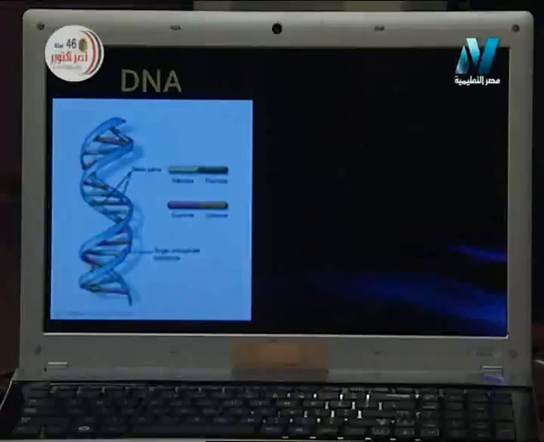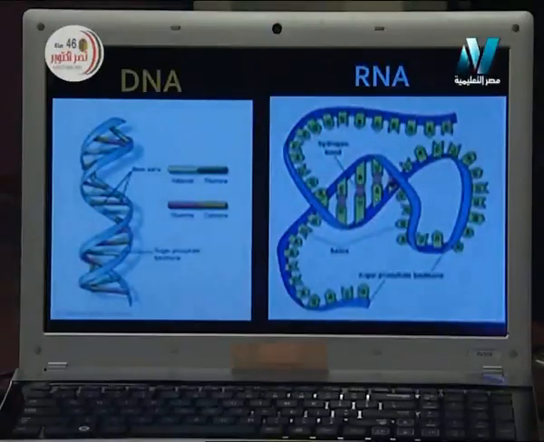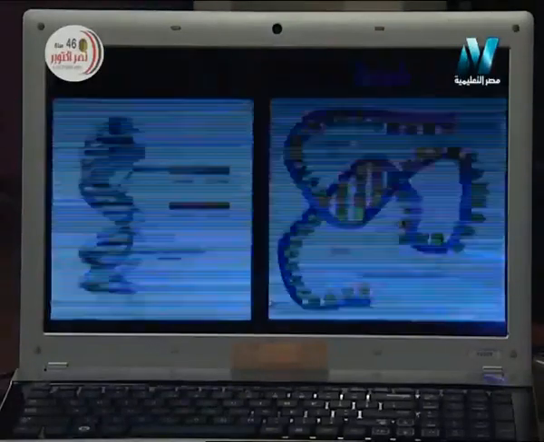DNA, as you see in the diagram in front of you, is double strand, but RNA is single strand. The single strand can be connected in some parts and free in other parts, as you see. So DNA is double strand, and here it is single strand.